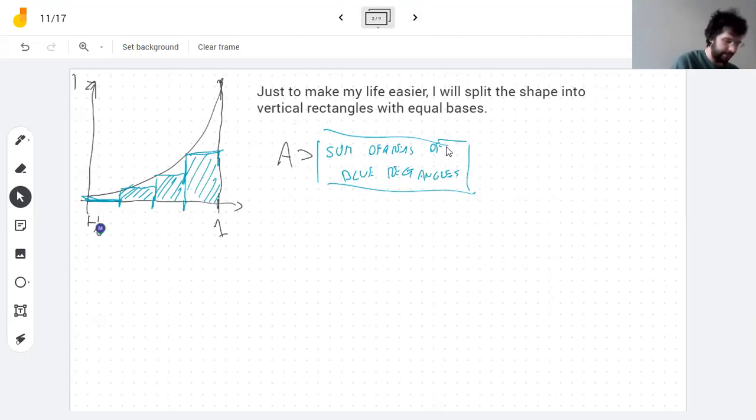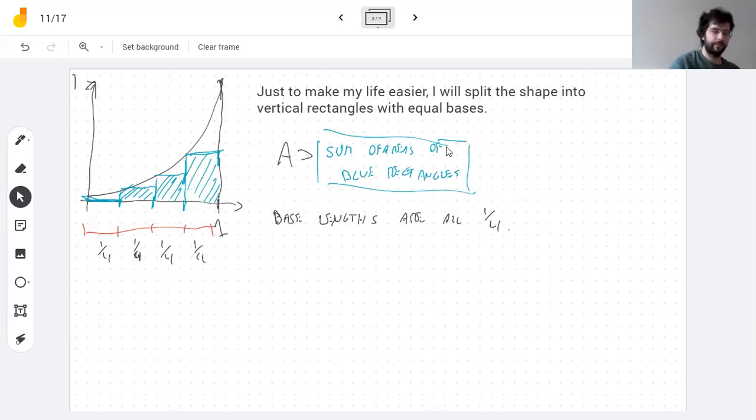I need to find the bases and the heights. So I made them all equal. So all the bases measure 1/4. 1/4, 1/4, 1/4, 1/4. These lengths are all 1/4. And what about the heights? So these are the corners where it's touching. What are the heights there?